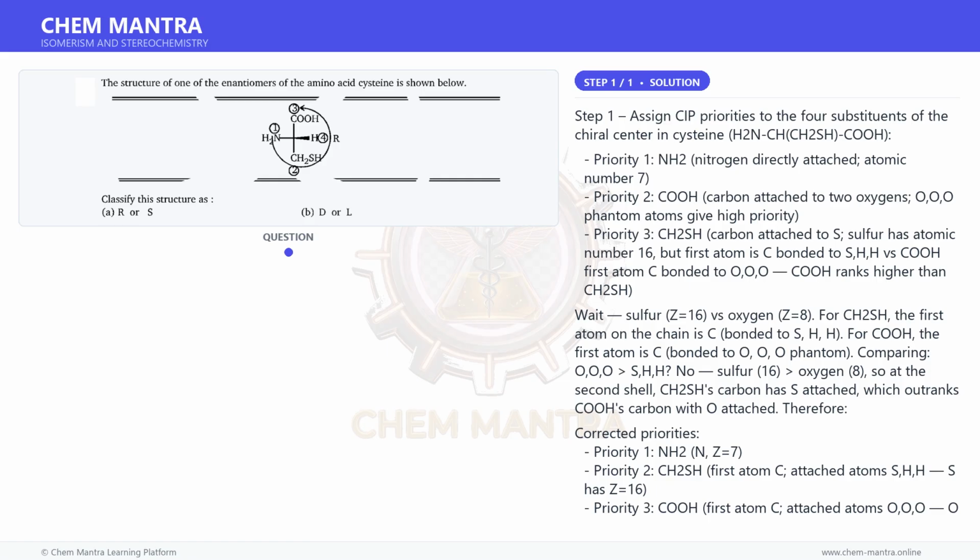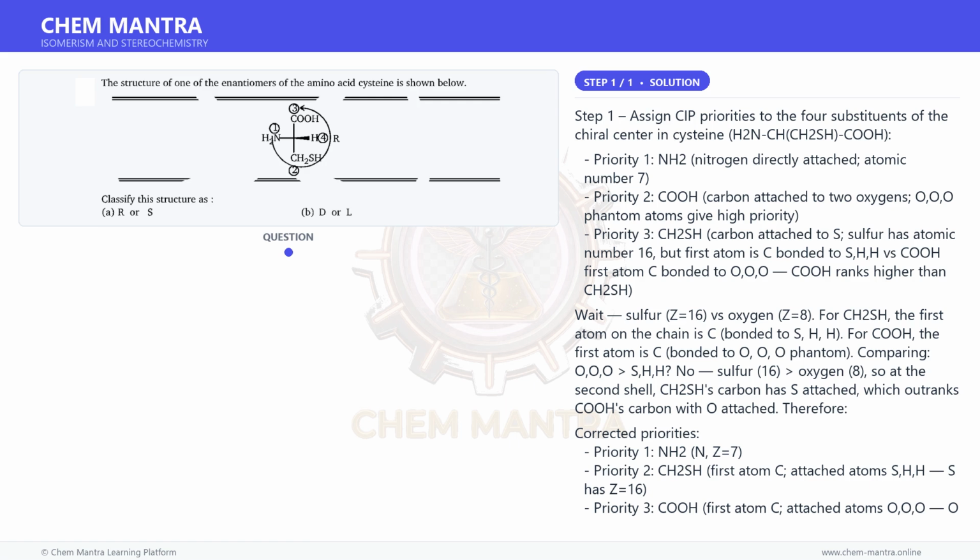Priority 4, H, lowest. So, 1 equals NH2, 2 equals CH2, 3 equals COOH, 4 equals H. The image labels 1 equals NH2, 2 equals CH2, 3 equals COOH, 4 equals H, consistent with above.